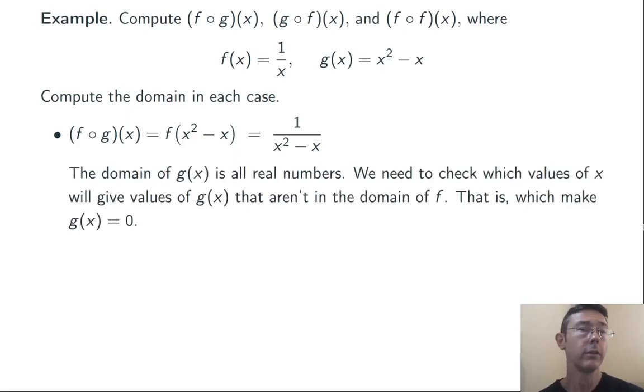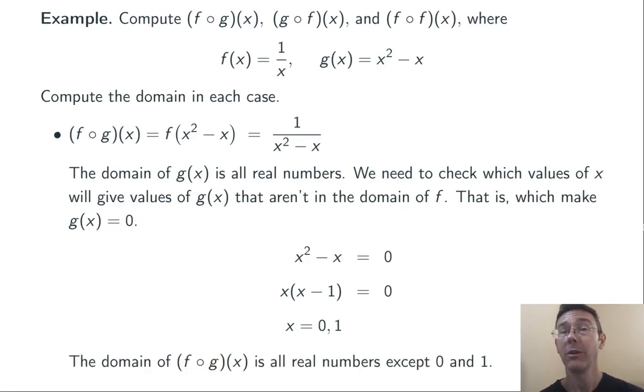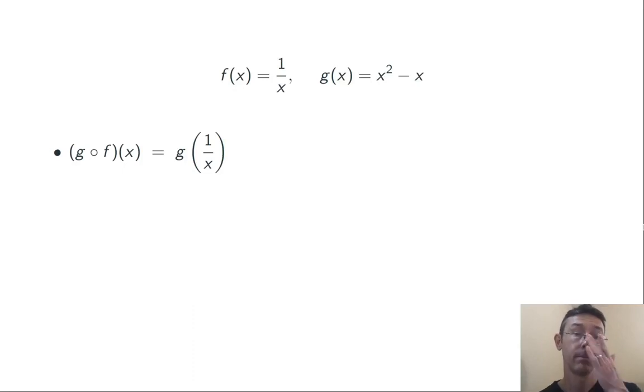The domain of g is going to be all real numbers. No concerns there. That's a polynomial. We just need to concern ourselves with the values of x that are going to give g values that aren't in the domain of f. In short, values of x that make this denominator equal to 0. So we have to solve x squared minus x equals 0, for example, by factoring. x times x minus 1 equals 0, x equals 0, or 1. Overall, the domain of f composed with g of x is going to be all real numbers except x equals 0 and x equals 1.